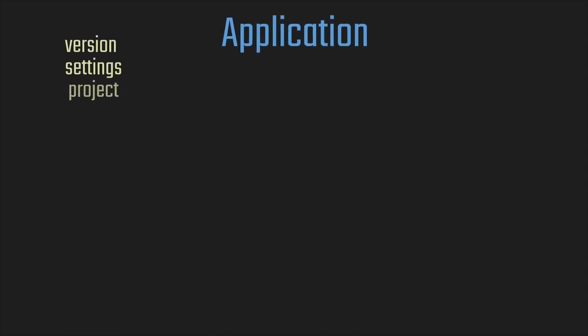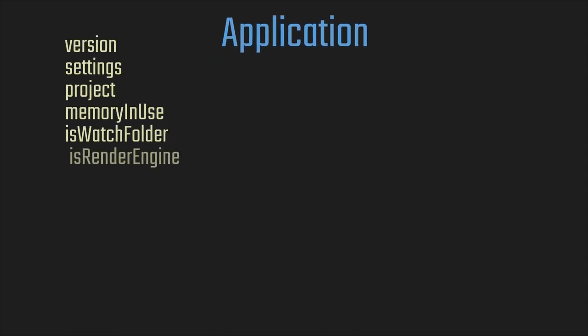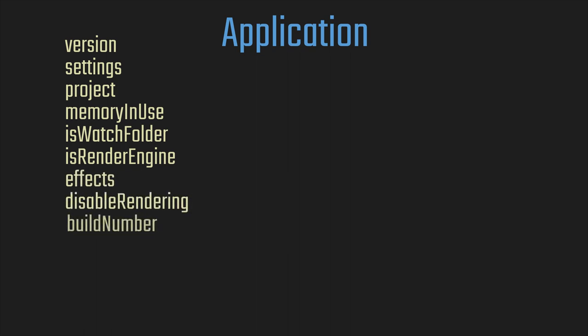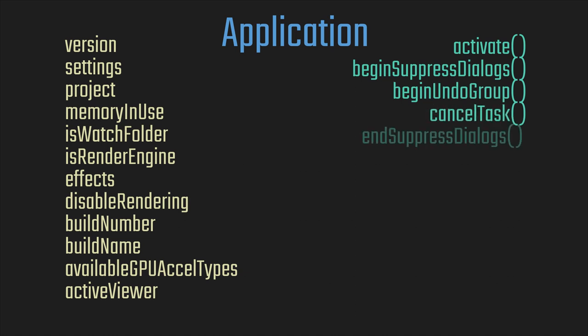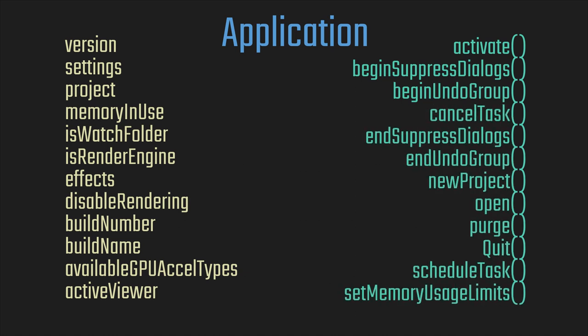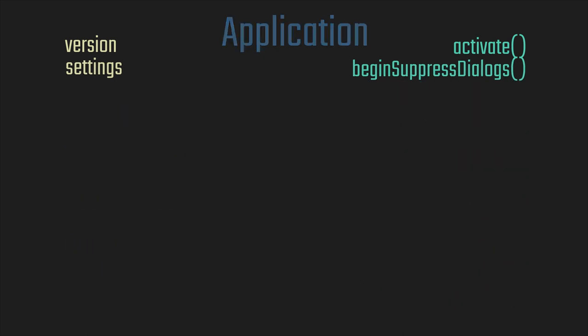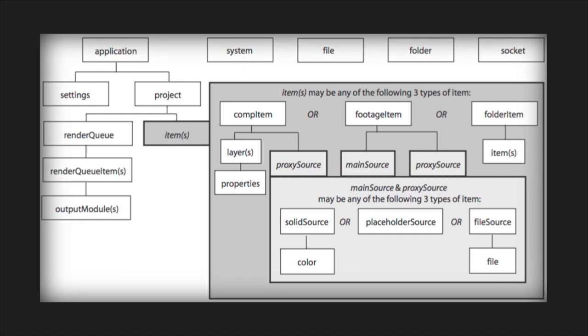This object contains a lot of attributes: version, settings, project, memory in use, is watch folder, is render engine, effects, disable rendering, build number, build name, available GPU accelerator types, and active viewer. The different methods for the application object are activate, begin suppress dialogs, begin undo group, cancel task, well, yeah, a lot of them. After Effects is completely divided into objects, so you can tell the program how to work. The diagram shows the object structure of After Effects. Here you can see that the application contains a project, and the project can contain items. By referencing these items in our code, we can manipulate them.